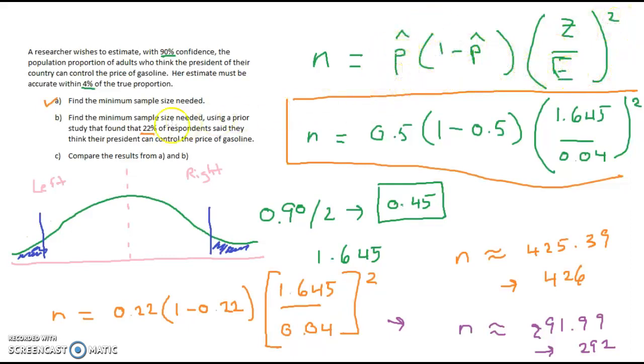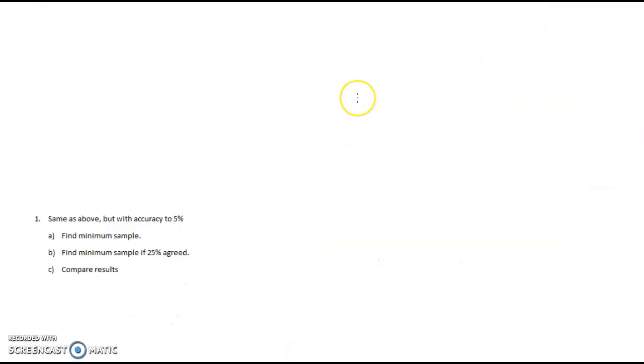Again, if they do not tell you what the initial percentage is, you just plug in 0.5 for p hat and solve from there. But if they tell you it's 22%, then you plug in 22%, and then, of course, the flip side. So if 22% said yes, 1 minus 22% said no, that would be 78%. And then work from there. Okay, that's all that is. Good. Let's move on to the next problem.